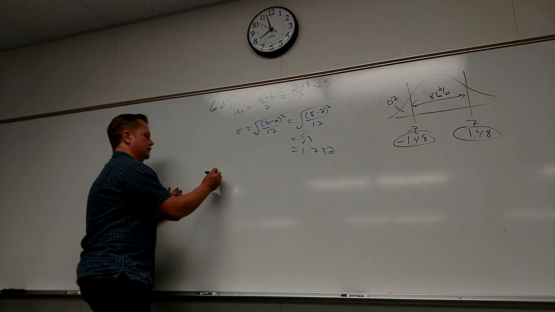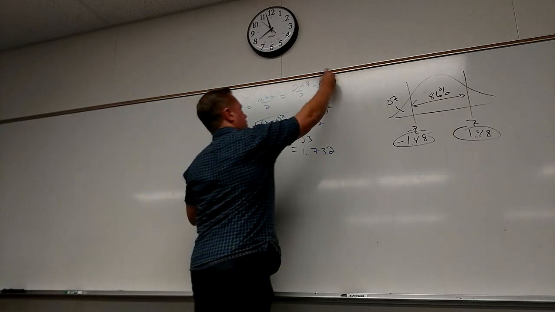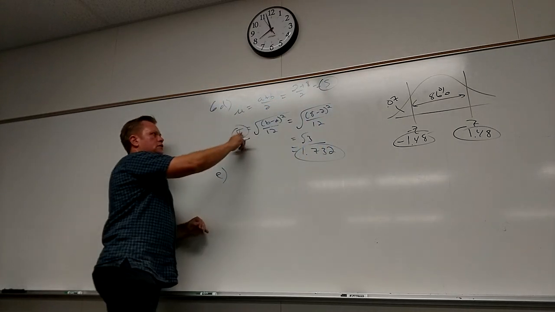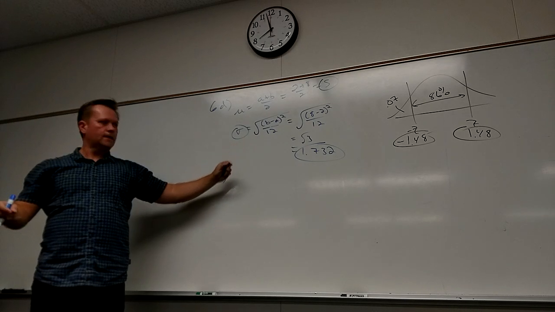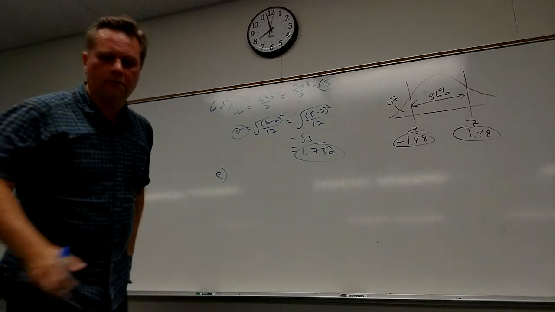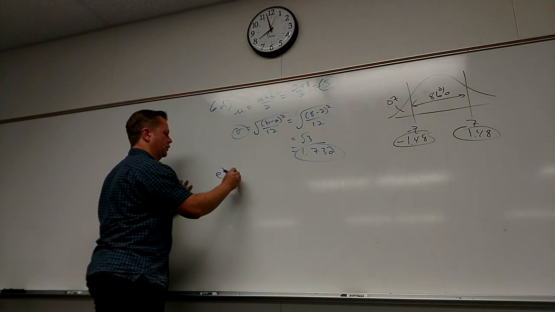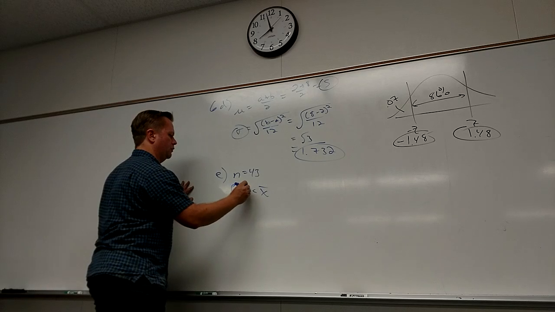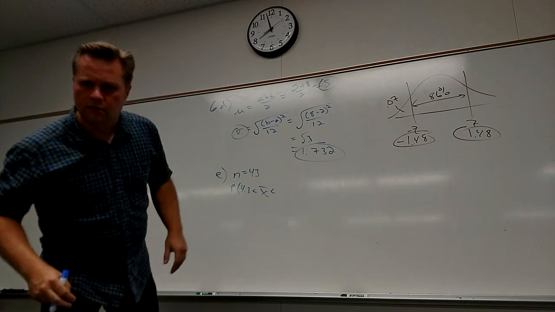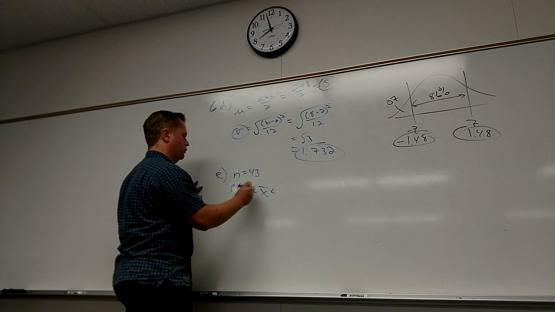All right, now on 6E, that was the mean and standard deviation, the standard deviation that works for individuals. On 6E, I'm asking: if I take a sample of size 43, what's the probability that the sample mean is from 4.4 to 4.7?